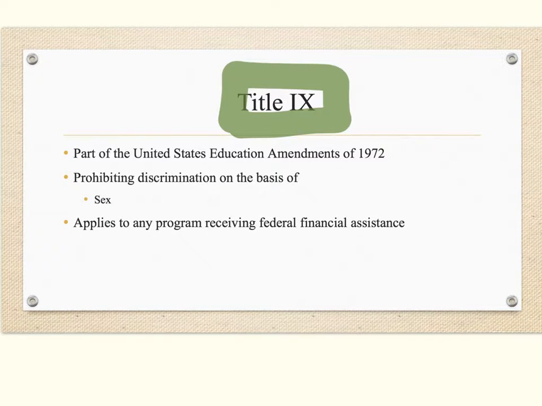Title IX is another legislative act that is part of the United States Education Amendments of 1972. So this actually came after the Civil Rights Act of 1964. The Civil Rights Act focused on discrimination of race. Title IX focuses on prohibiting discrimination on the basis of sex. And again, this applies to any program receiving federal financial assistance. So this came about specifically after the women's rights movements and the women's suffrage. What's interesting is that most people know Title IX for its impact on college athletics, but in our case, we're going to focus on its impact on admissions and financial aid.